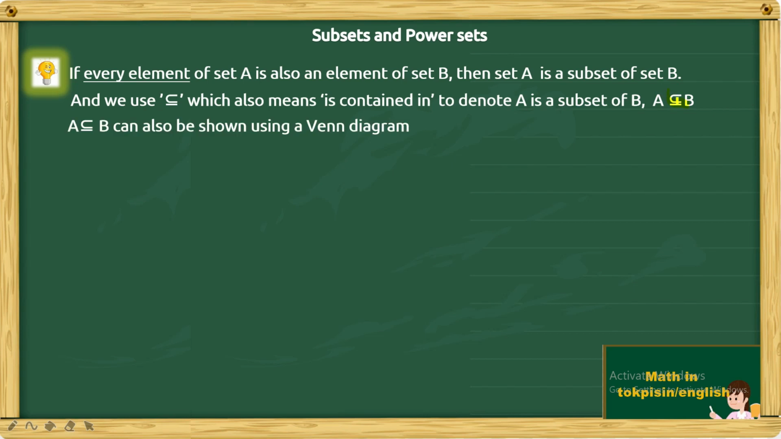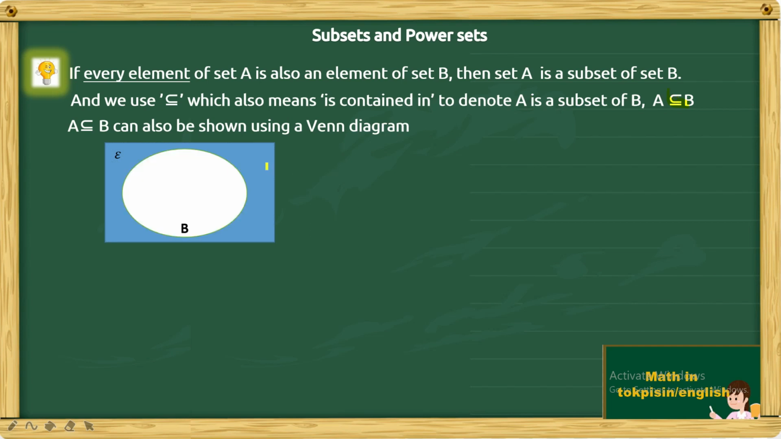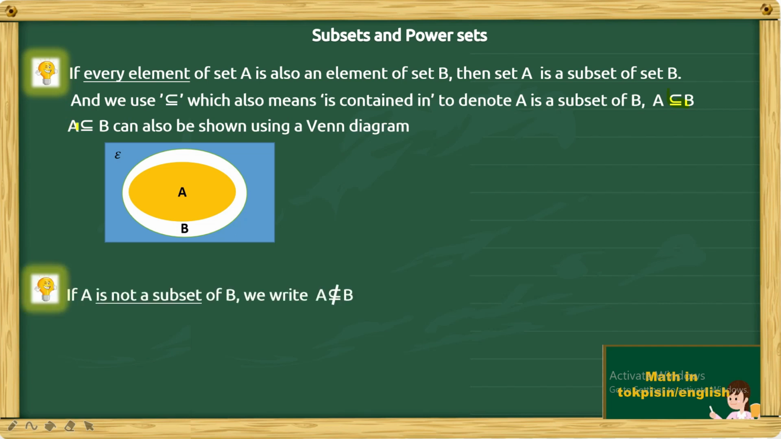Now we can also show subsets using a Venn diagram. In a Venn diagram we have the universal set, set B. Since set A is contained in set B, we will have set A drawn inside set B. So we will have this Venn diagram that represents set A is contained in set B. If A is not a subset of set B, then we will say A is not contained in B. So we use this symbol to denote that.